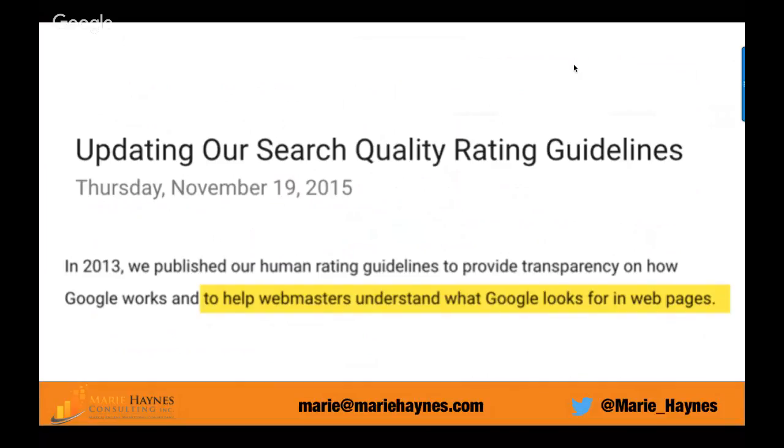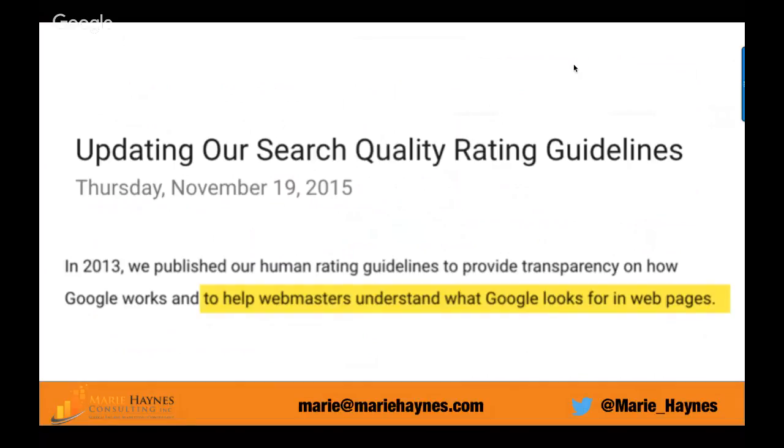Now, the guidelines are 160 pages. They can be a little bit of work to read through. There are tons of examples in the guidelines, but it's not a straightforward read. If you go to mariehaynes.com/book, I have a summary of the guidelines and also a checklist that we use for my team in evaluating sites.